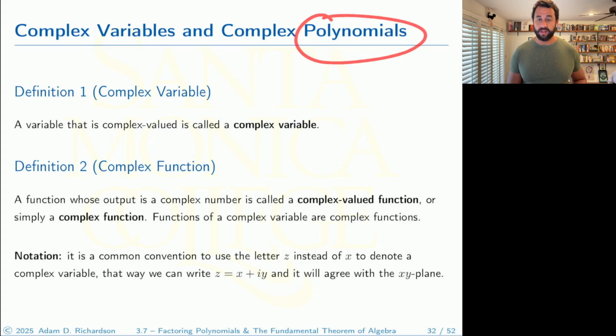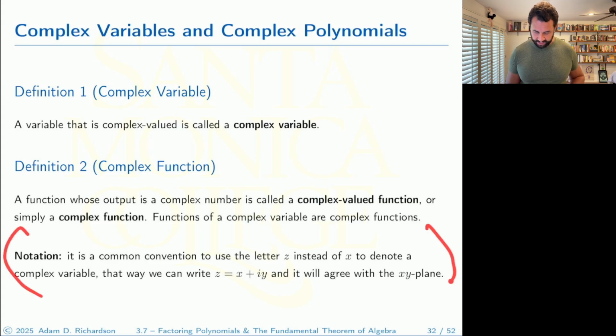What is a complex polynomial? It's a polynomial where the input or the coefficients are complex numbers. That's it. So the big idea is now we can throw complex numbers into this whole mix and we'll see how it goes. Okay. A little bit about notation, I mentioned this before. Just to remind you, a lot of times when we're dealing with complex numbers, we like to use the variable z instead of x, because x and y already have a notation.